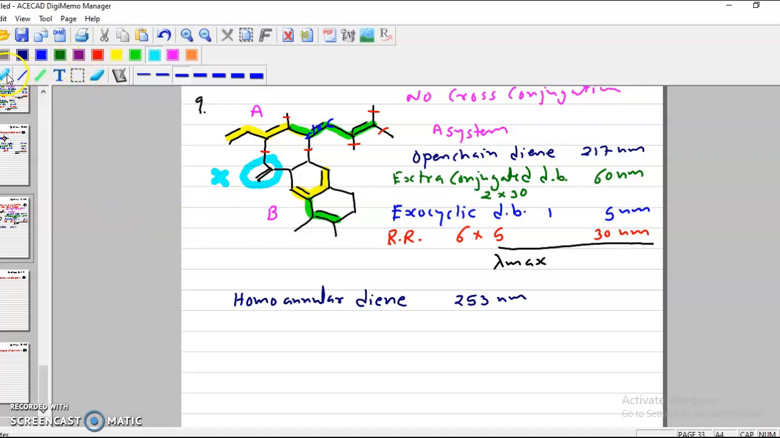Now we'll see extension of this double bond. There is only one extra double bond, and therefore extra conjugated double bond is 1. And therefore we will add 30 nanometer for this one, this double bond. Okay, next is exocyclic double bond.